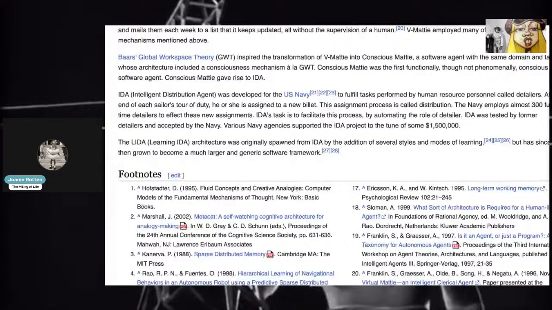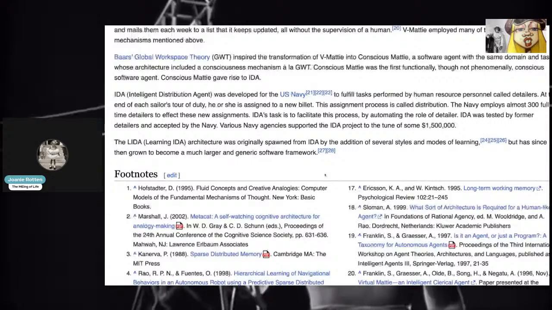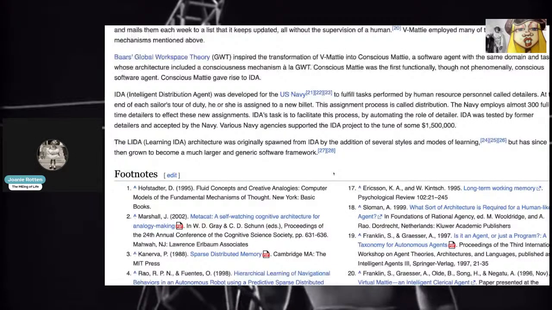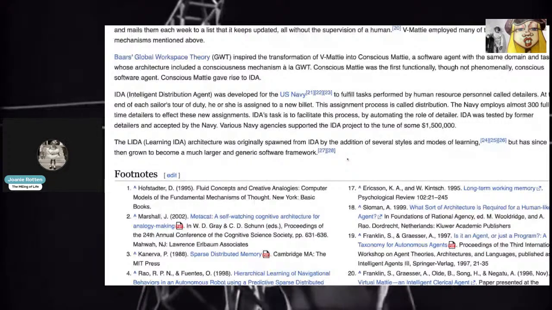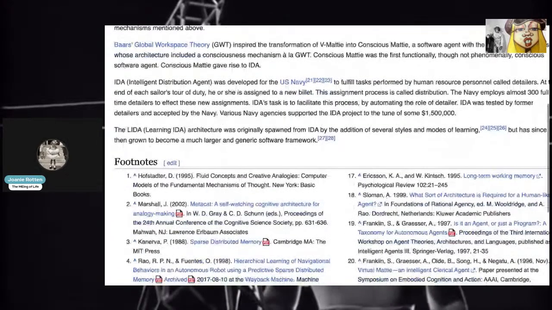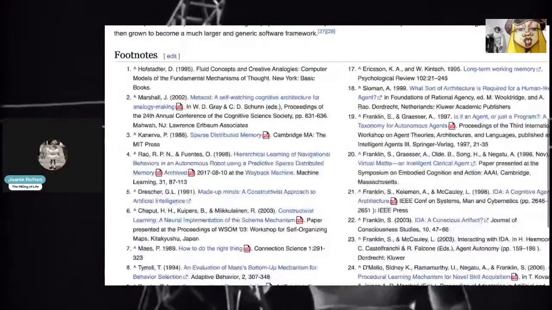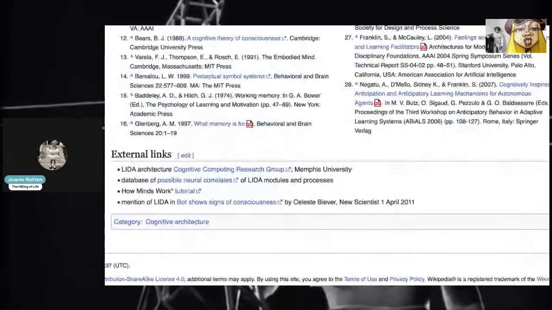Thousands, millions, billions. The LIDA, Learning IDA architecture, was originally spawned from IDA by the addition of several styles and modes of learning, but has since then grown to become a much larger and generic software framework. And we've got our footnotes there, and some external links, How the Mind Works. That was one to note.